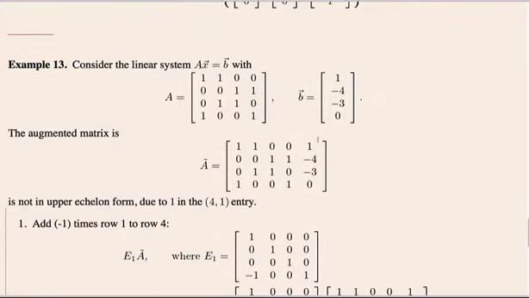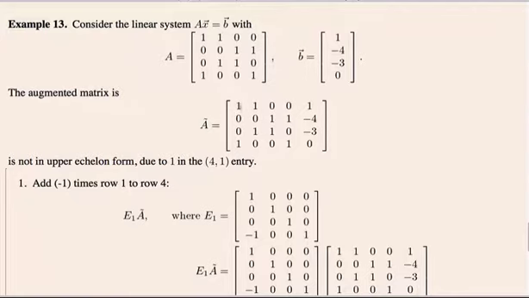The augmented matrix, we put together the A with the right-hand side matrix. Notice that this is not in echelon form because we have this 1 in the 4-1 entry. So we have to do something with this, and the way we get rid of this 1 is that we add -1 times row 1 to row 4, because then -1 cancels +1.